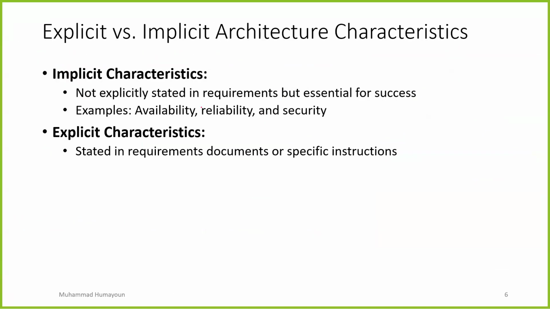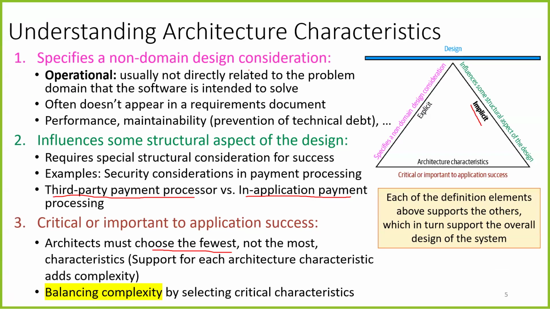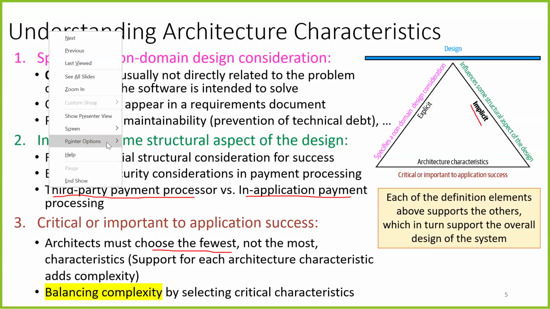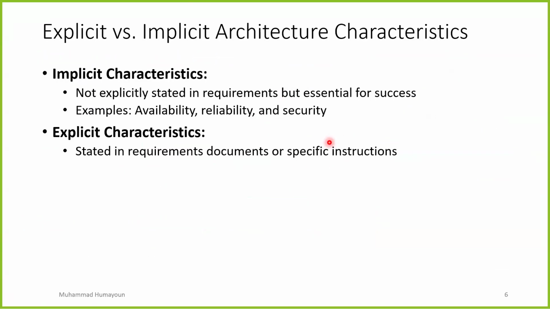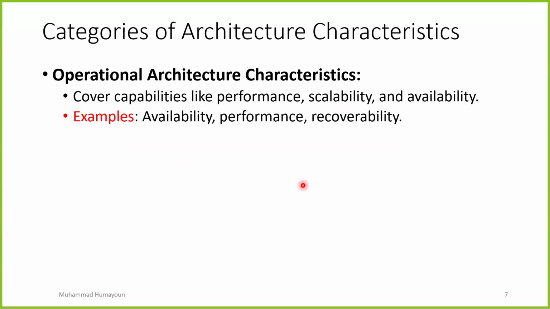So then you can have explicit and implicit architectural characteristics. We talked about them over here also. So let's see. Implicit characteristics are not discussed within the requirement documents, but you still need them: availability, reliability, security. And explicit characteristics are actually discussed within the design documents or requirement documents you are given. So let's categorize some of the non-functional requirements or architectural characteristics or quality attributes.